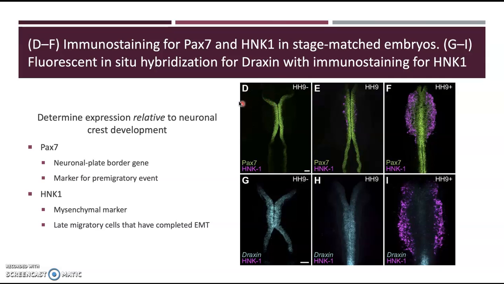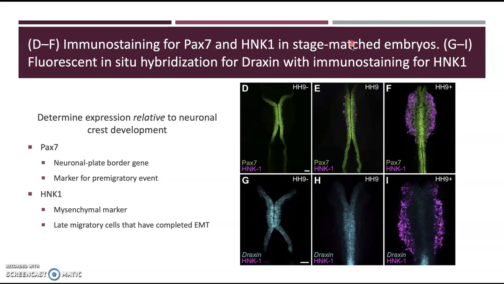And so we begin with figure D at the early stage of this HH9, where we see that PAX7 is expressed alone. Moving into this intermediate stage, we see the presence of HNK1 beginning at the head of the embryo, and then towards the late stages of HH9, we see that the HNK1 has increased in concentration and also progressed downwards towards the tail.